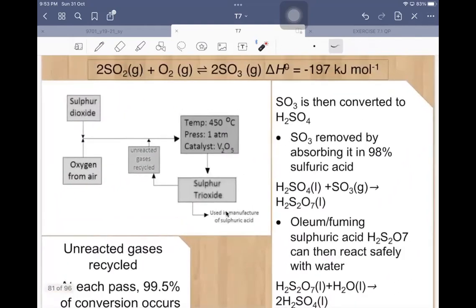For this system, usually the efficiency of this reaction is 99.5%. That means if you have 100 moles of reactants, 99.5 of it will be converted into products. So it's very efficient, right? The reaction is naturally efficient. The reason for this is maybe because the activation energy is quite low, so many of the reactants can just convert into product.